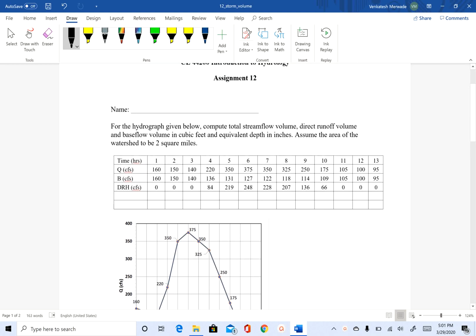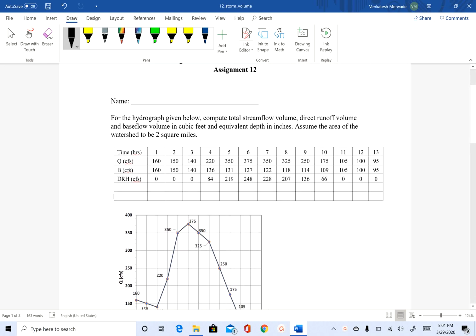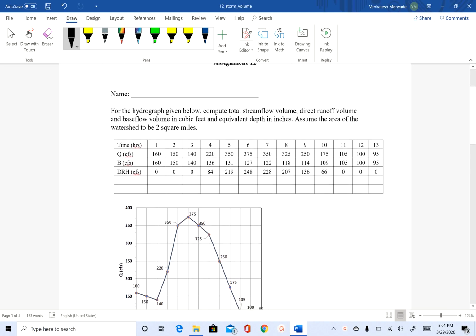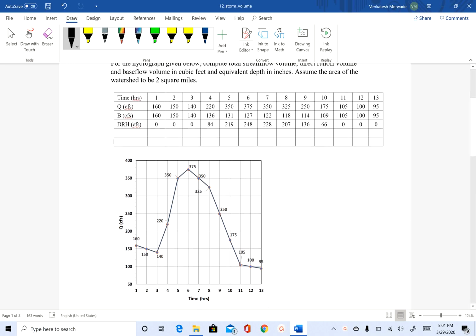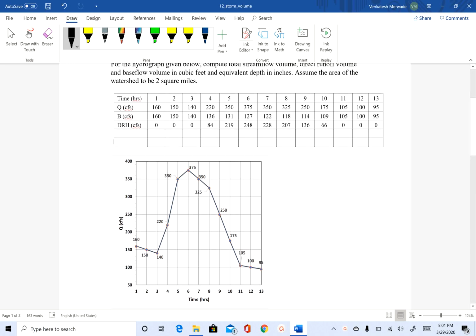Hello again. So welcome to assignment 12. This is sort of a continuation of what we did in assignment 11. In assignment 11, we just used the baseflow separation methods to get the values for baseflow and direct runoff at different timestamps. In this case, we are actually going to calculate the total volume for the total stream flow, and how much of that is base flow and how much of that is direct runoff.